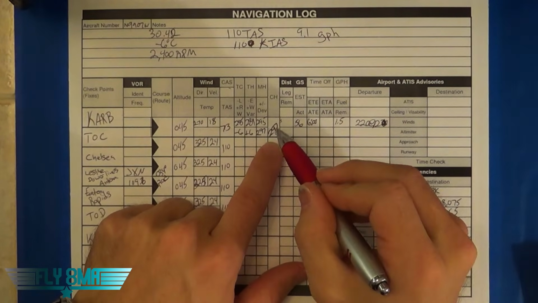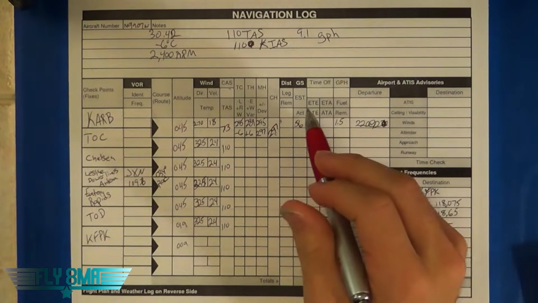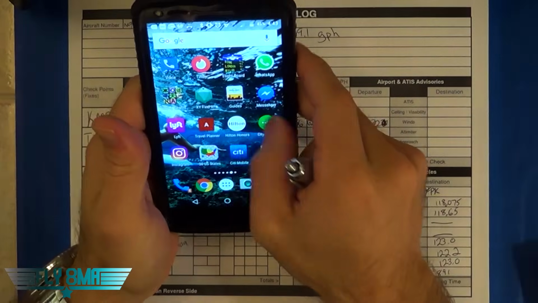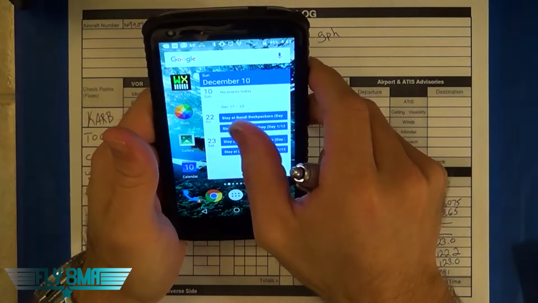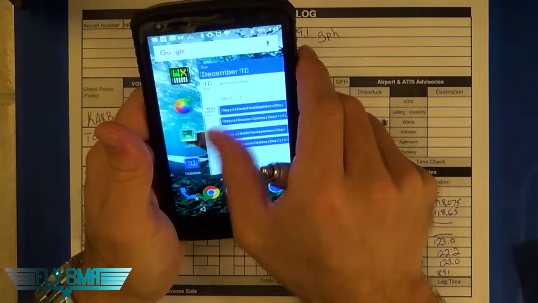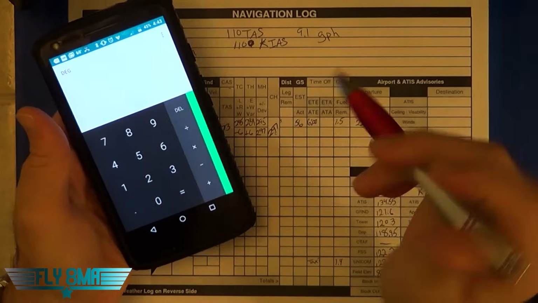Now, how far did we go? Well, we were going for 6 minutes at 56 knots. So I could go ahead and do some math here. It's easier to do on my phone. You could use the E6B, and we have a video on that as well in the E6B computations, but I like doing it quick and easy on my phone if I could ever find the app for the calculator.